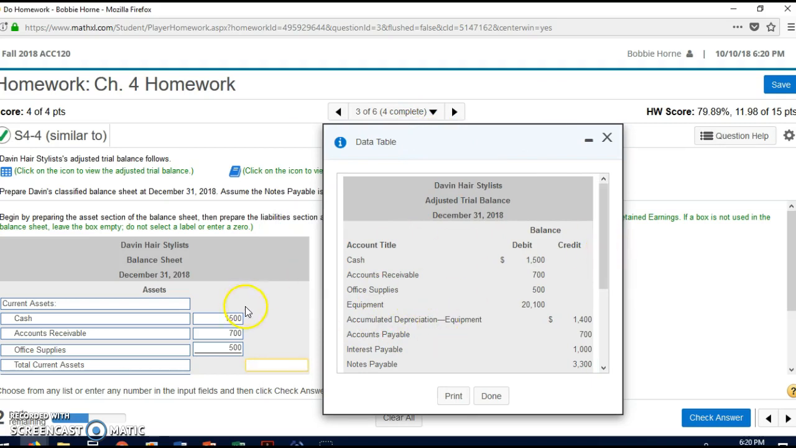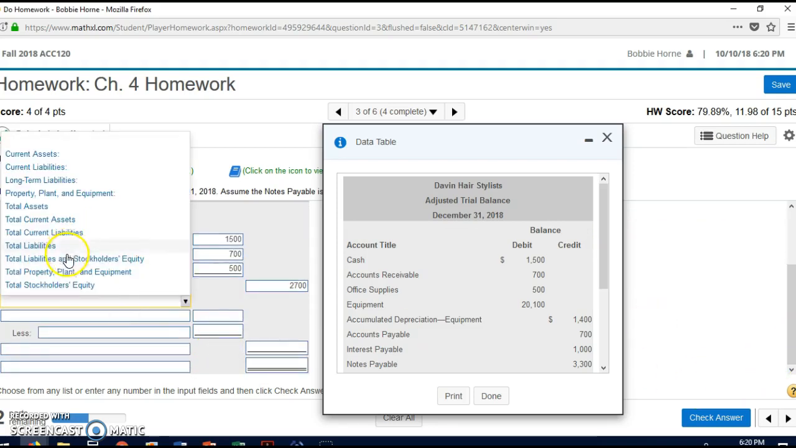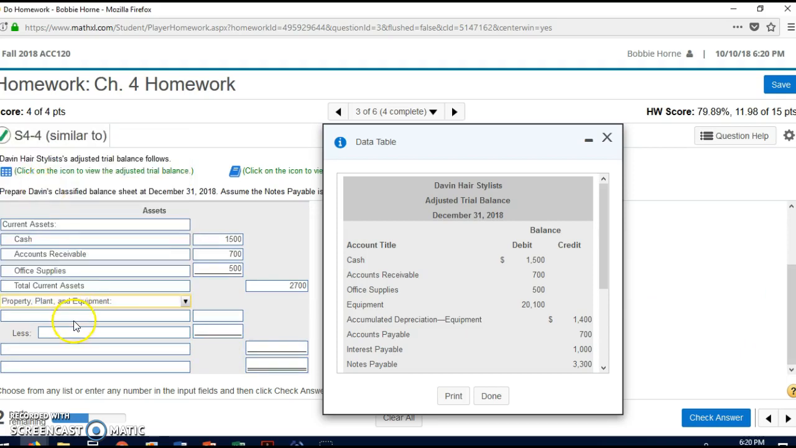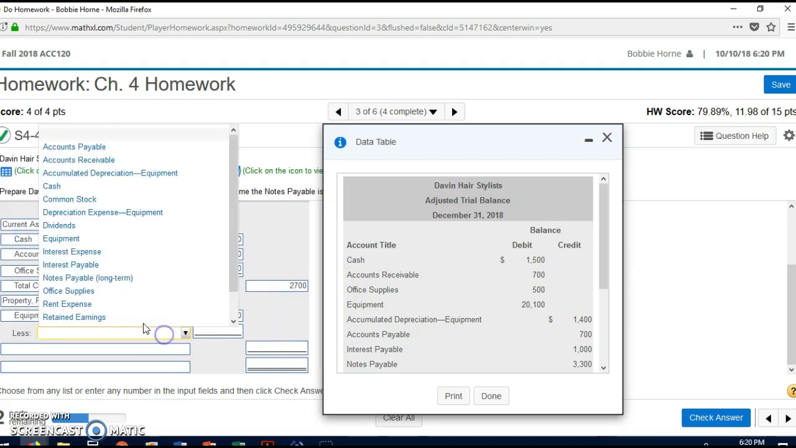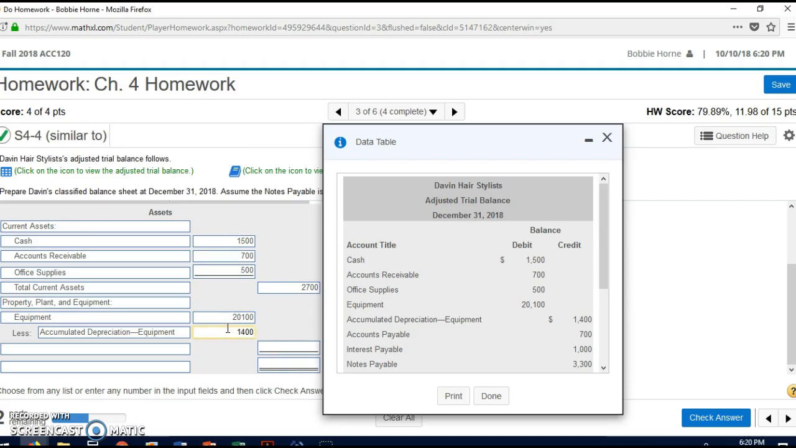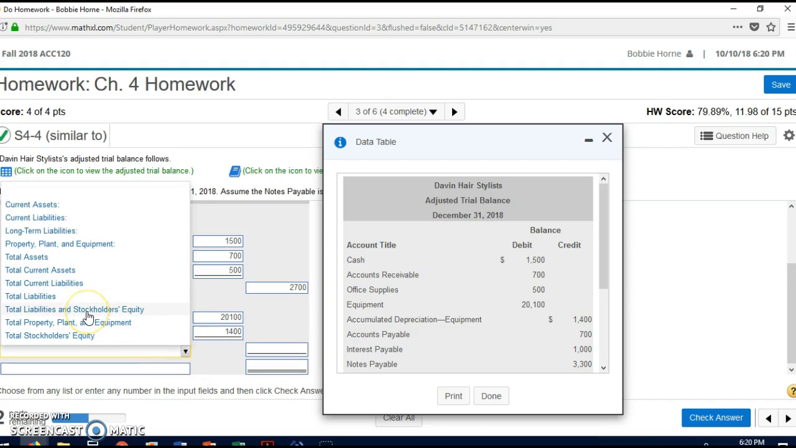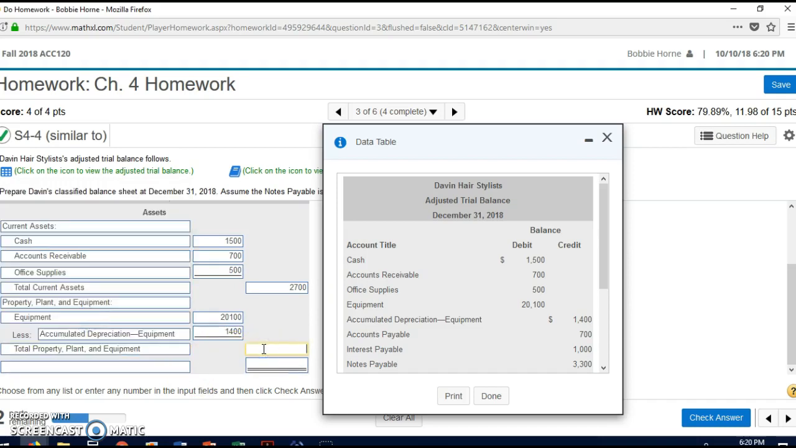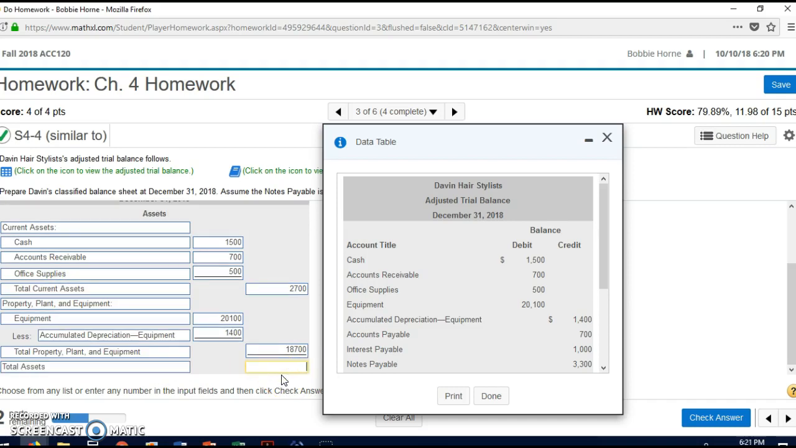Total current assets. So 15 plus 7 is 22, so that would be 2,700. Then you need to get your section of property, plant, and equipment, which is your equipment, the only one you have, is 20,100, less your accumulated depreciation, which is 1,400. So your total property, plant, and equipment, subtract your accumulated depreciation from your equipment, and you would get 18,700. And then your total assets would be 18,700 plus 2,700. Hopefully I entered all of that correctly.